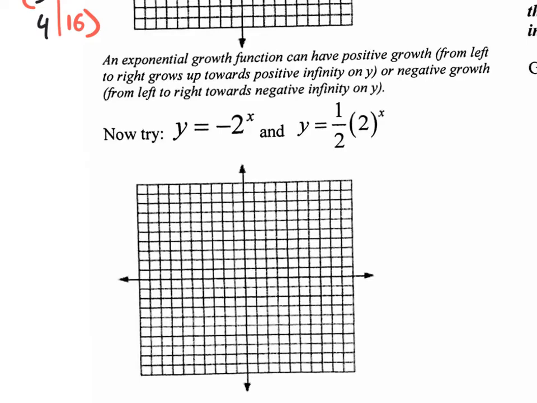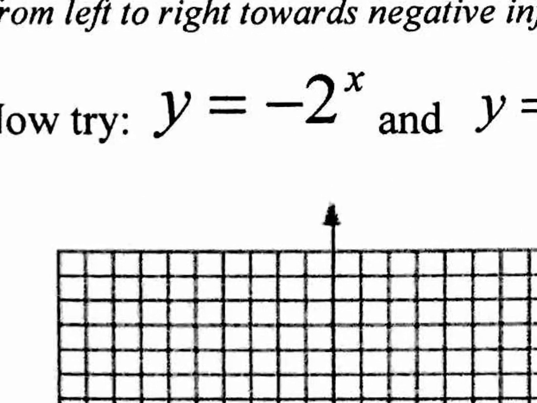But before we actually graph this guy, what I recommend for you to do is to write it as y equals -1 times 2 to the x. You see, your base is not -2. Why not? Why is the base not -2? Because there's no parentheses around that thing, right? There is no parentheses around that thing.